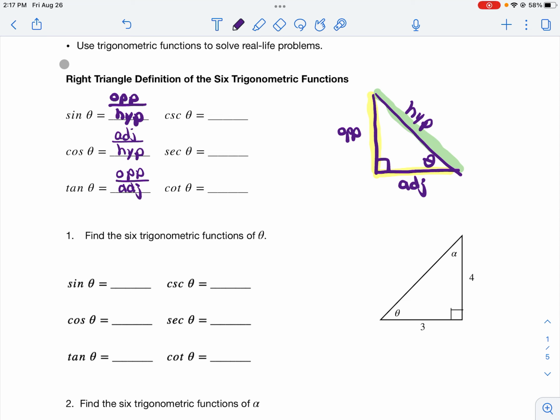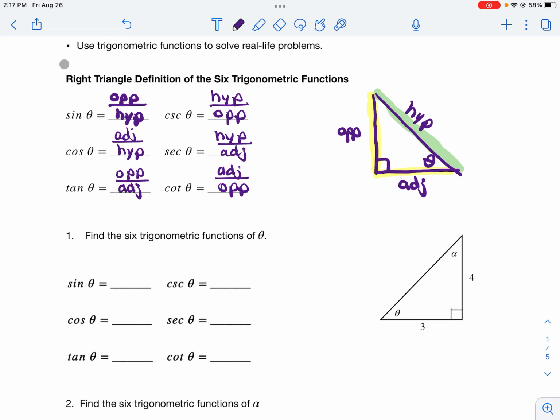And then, of course, cosecant, secant, and cotangent are our reciprocal identities. So to find cosecant, I'm going to take 1 over sine, so 1 over opposite over hypotenuse. Flipping that bottom fraction becomes hypotenuse over opposite. And secant of theta, therefore, has to be our hypotenuse divided by our adjacent. And cotangent of theta is our adjacent divided by our opposite.